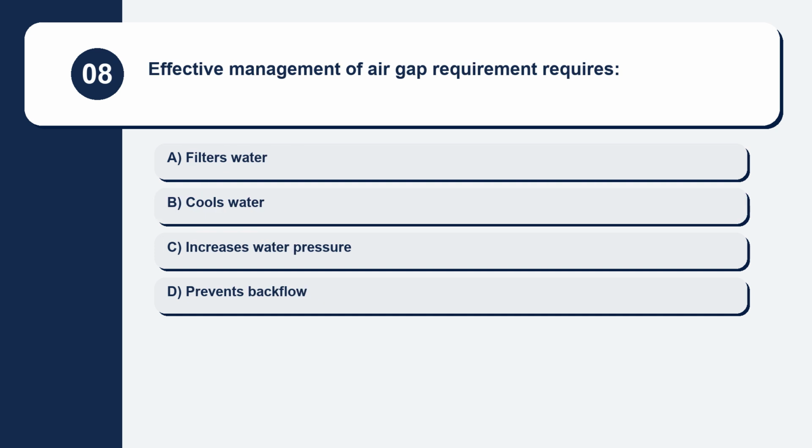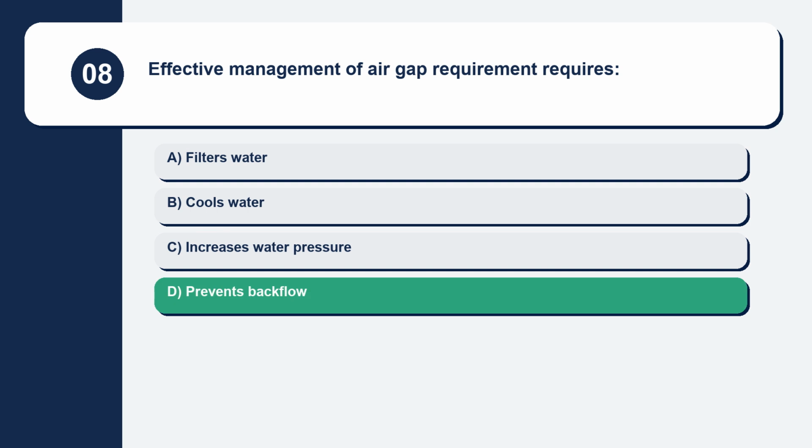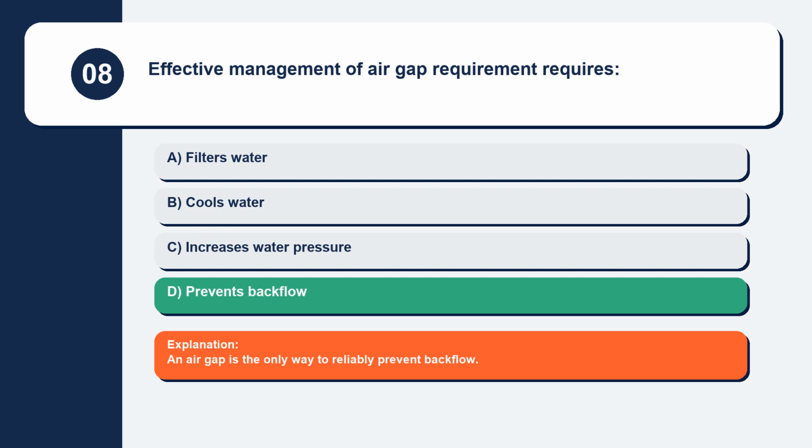Question 8. Effective management of air gap requirement requires filters water, cools water, increases water pressure, prevents backflow. An air gap is the only way to reliably prevent backflow.